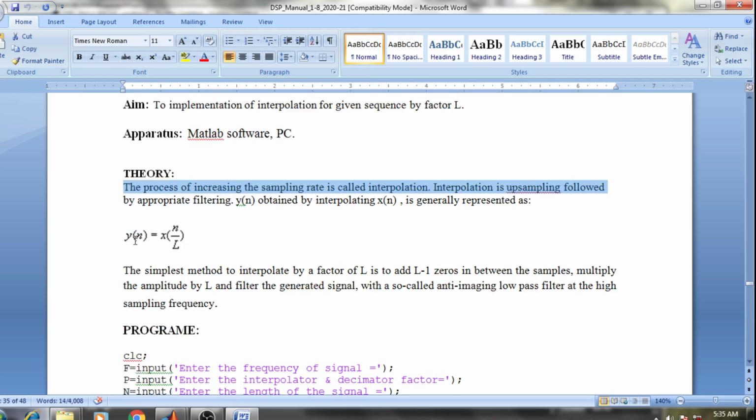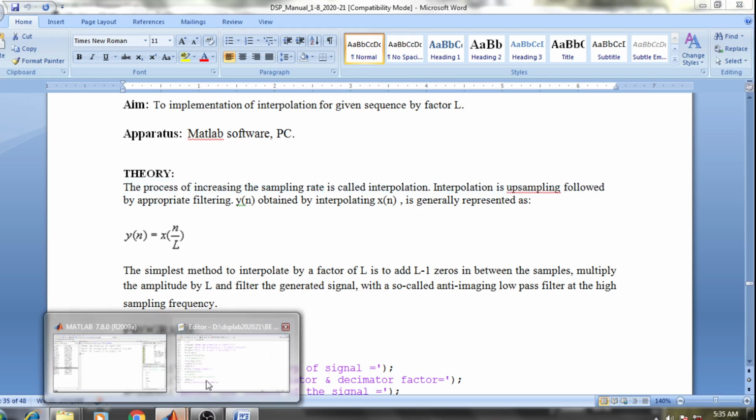Upsampling is achieved by a simple mathematical expression, y of n is equal to x of n by l. This is the simplest method of interpolation. In this method a factor of l is used for increasing the sampling rate. So we will see with the help of MATLAB how you can use this expression in interpolation.